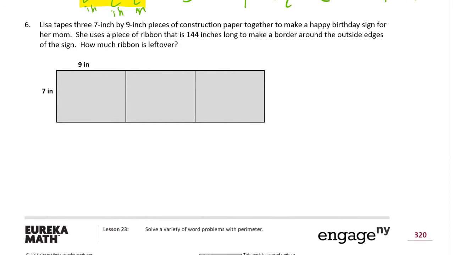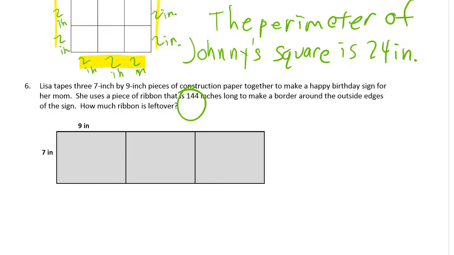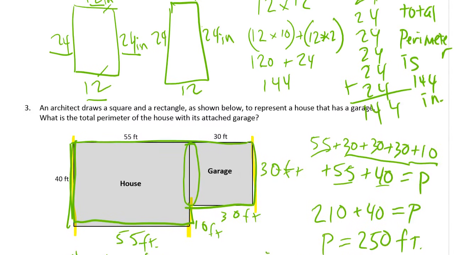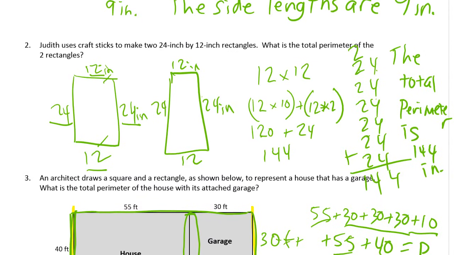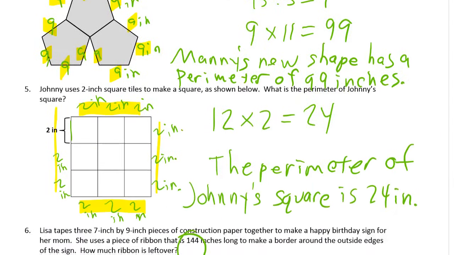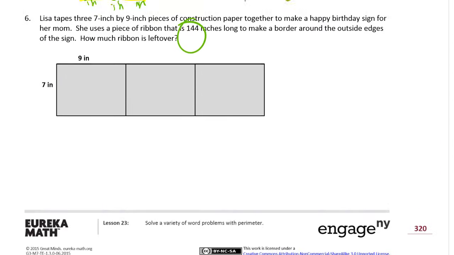Lisa tapes 3 7-inch by 9-inch pieces of construction paper together to make a happy birthday sign for her mom. She uses a piece of ribbon that is 144 inches long to make a border around the outside edges of the sign. How much ribbon is left over? Well, when I see this number, 144, if you know some of your math facts, I think this came up earlier. 12 twelves is 144. So that's a good math fact to remember.